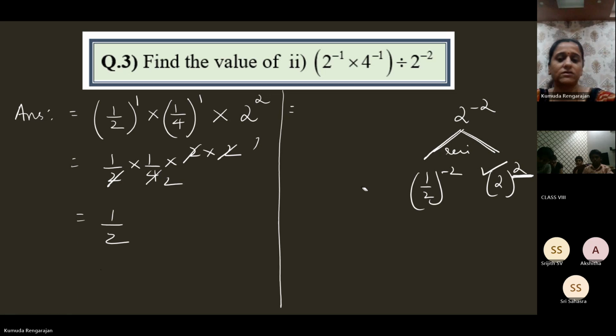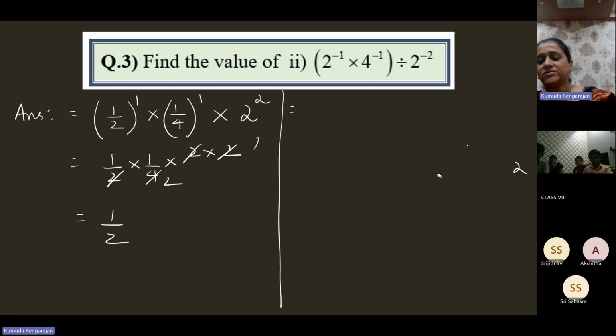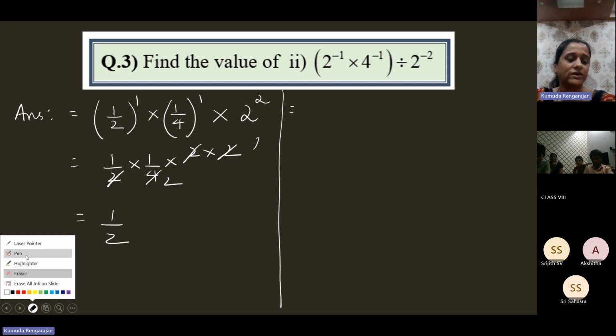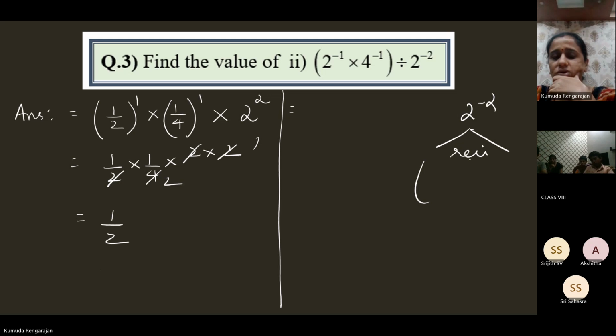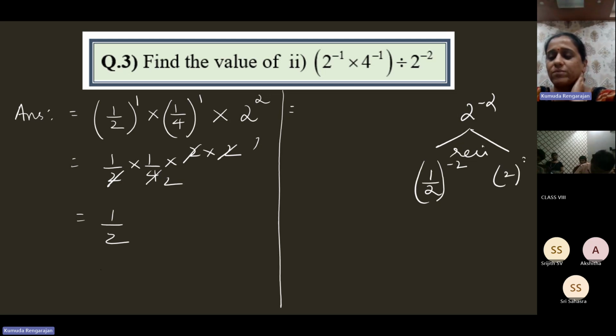No, please listen. When you have to write the reciprocal of 2 to the power minus 2, you should change one, either the base or the power. So if you change the base 2, it's reciprocal 1 by 2. Then write the power as it is, or write the base as it is and write the negative of the power. So which one is better? This one. So choose this, the positive power. Okay, ma'am.